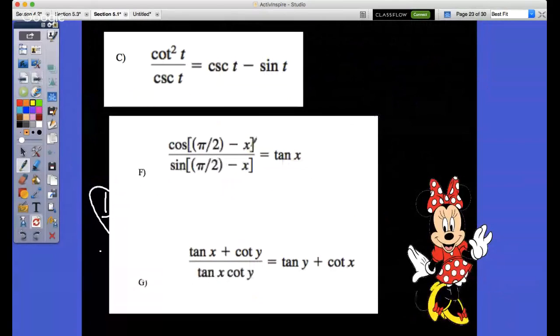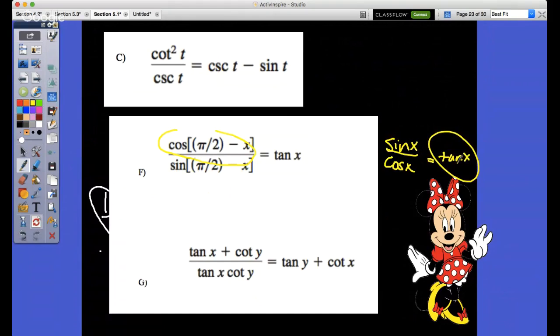Here's another one with the basic identities where this one's not too bad, where the top part is actually sine of x and the bottom part is cosine of x, which equals tangent of x. Just a heads up on that.